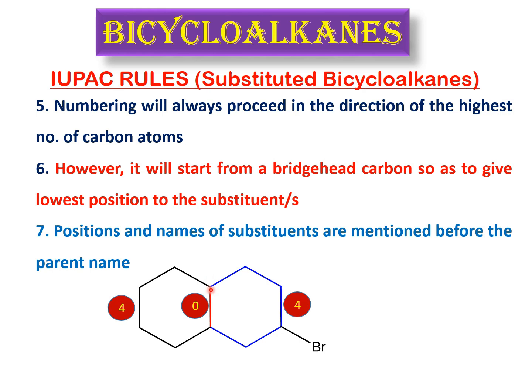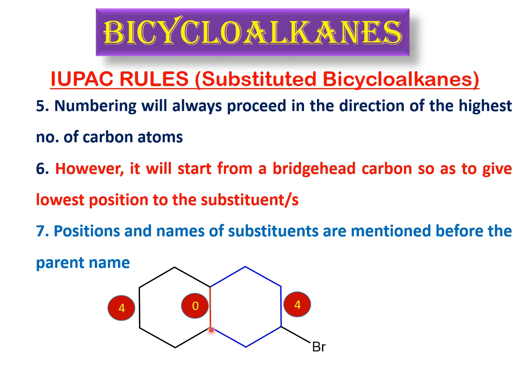So if you start from here, then bromine will fall at 1, 2, 3, 4. And if you start from here and you proceed in this direction, then bromine will fall at carbon number 8, right? And if you start from here and proceed in this direction, then bromine will fall at carbon number 9. However, if you start from here and proceed in this direction, then bromine falls at 3. So this is the best way to number the carbon atoms in these two rings.